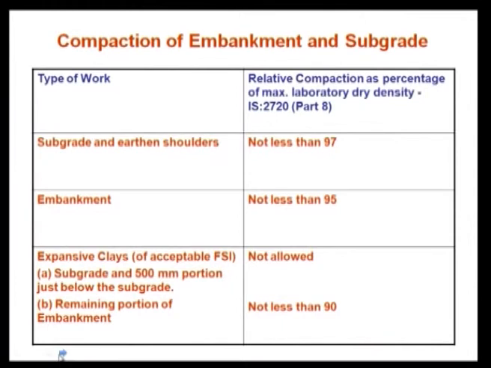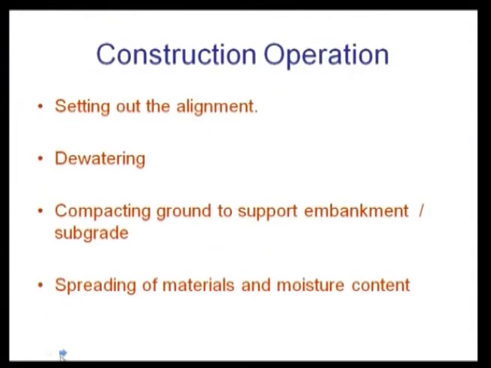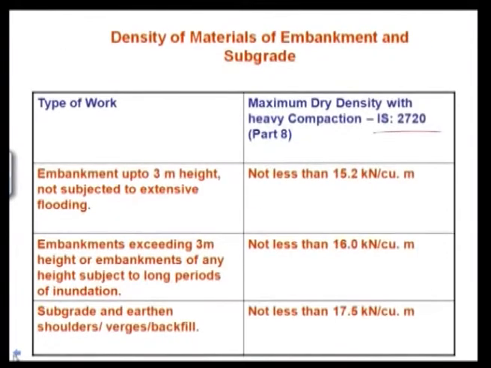Subgrade and earthen shoulders not less than 97, if you see embankment not less than 95. Expansive clay of acceptable subgrade and 500 mm portion just below the subgrade not allowed. Similarly, remaining portion of embankment not less than 90. If you look at these two tables, one table is density of materials of embankment and subgrade. What is the type of work? What should be your maximum density? This is about the table.